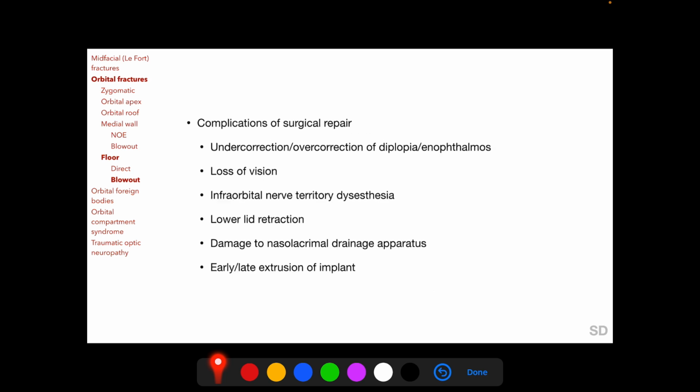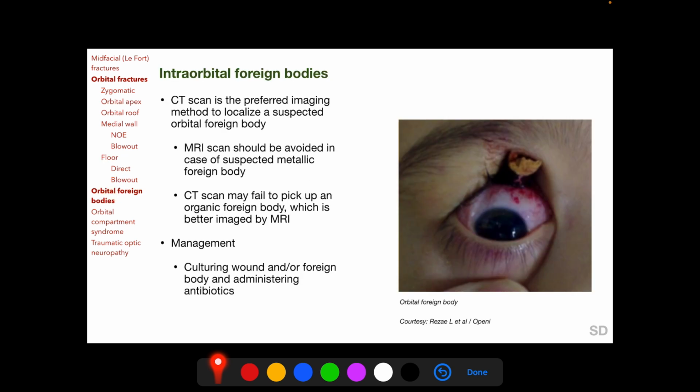Surgical repair of orbital floor fractures has its own set of complications, including undercorrection or overcorrection of diplopia and/or enophthalmos, loss of vision due to injury to the optic nerve, injury to the infraorbital nerve, retraction of the lower lid, injury to the nasolacrimal drainage apparatus, and extrusion of the implant, which can occur early or late following the surgery. Orbital foreign bodies and orbital compartment syndrome can occur with fracture of any of the walls of the orbit as well as without a fracture of the walls of the orbit.